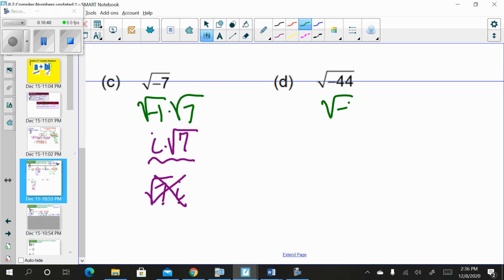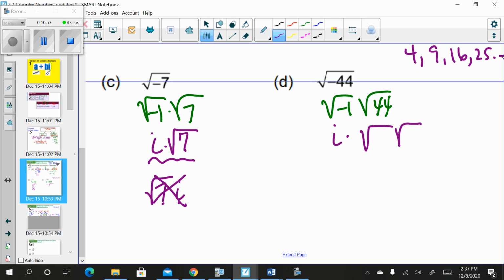Nope. But I can still do the negative times the 44, always my first step. Break out that imaginary unit. So I'm going to have an i out front. Square root of -1 is i. Now 44, let's see if we can simplify that. If you have your perfect square sheet handy, we have that list. Perfect squares, do any of those divide into 44 evenly? Well, 4 sure does. So 4 times 11 gives us 44.